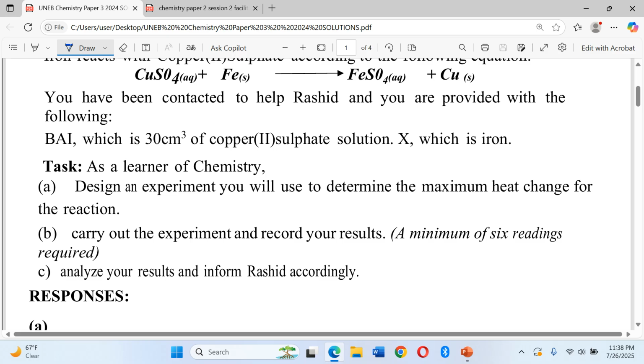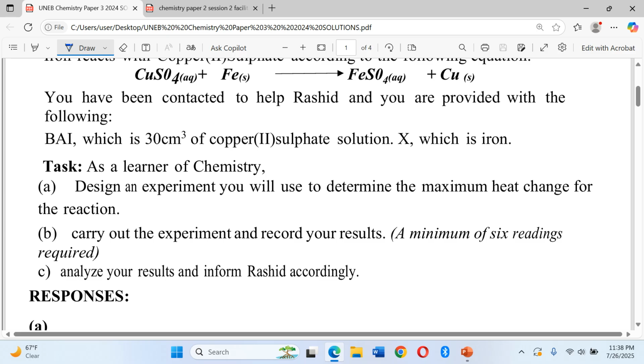All those are under designing the experiment. Then part B, carry out the experiment and record your results. A minimum of 6 readings is required, so here you have to use a minimum of 6 readings. Then analyze the results and inform Rashid accordingly, which means we do analysis and then we make a conclusion according to our results.